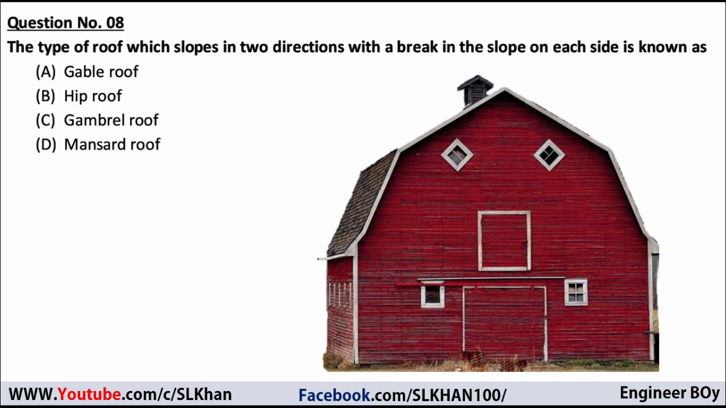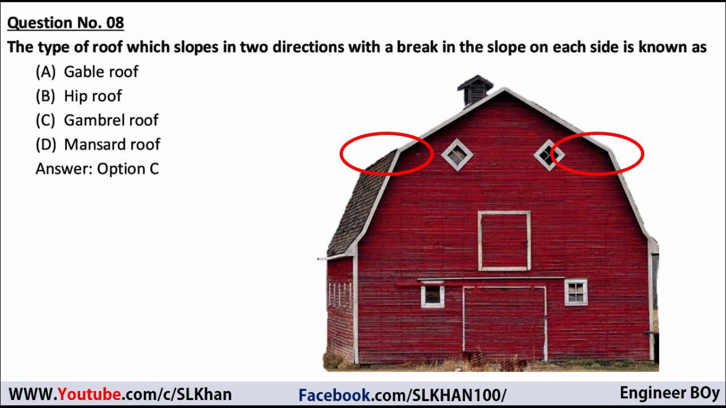Just look at this picture. There is a break in the slope, you can see, and it is in two directions. Just look at the roof, it is in two directions and there is a break. So I'm happy with option C. I know that, you have learned this in construction second year. So option C is the correct answer to question 8.